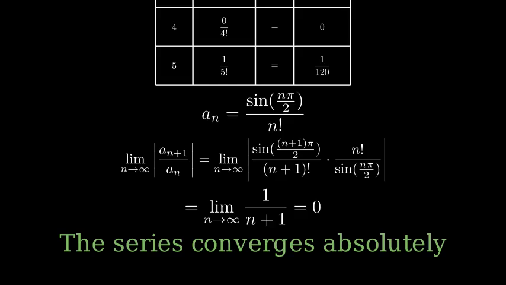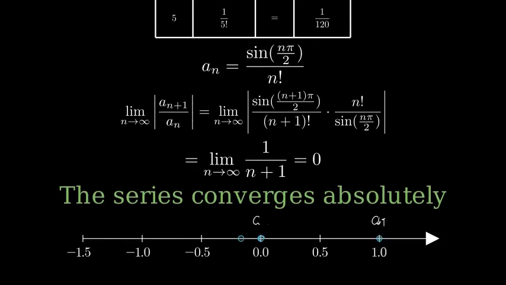Therefore, the series converges. In fact, we can see that the terms get very small very quickly due to the factorial in the denominator, which grows much faster than any oscillation in the numerator.